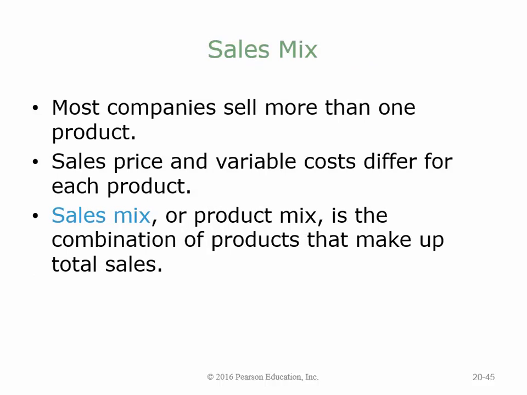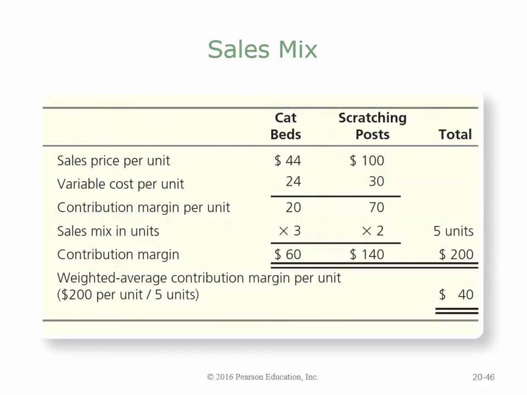All right, sales mix. So life would be easy if all companies only sold one product. The math would be super simple, right? But in real life, there's lots of variability to that. We call that our sales mix or product mix. So here, you'll see that they just have to deal with multiple contribution margins. You'll notice that the scratching post contributes a much higher amount of the contribution margin than the cat beds do.